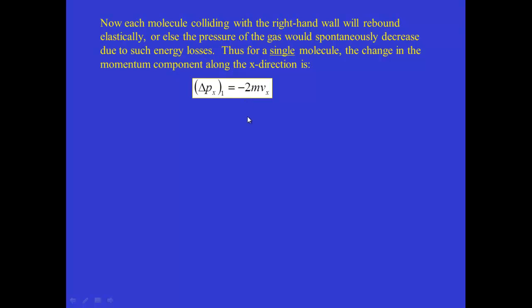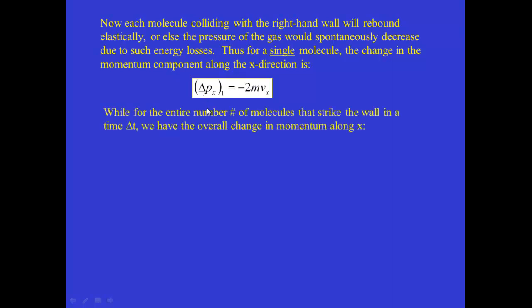The 2 is because it started off moving to the right, it came back moving to the left, and the minus sign reflects the change in the direction of the momentum. All right? That's for a single particle. Now we can estimate what this momentum change is for all the particles that collide with the wall during that time delta t, because we've already calculated how many of them there are.